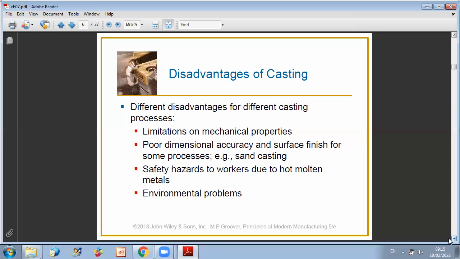Other problems of casting are safety hazards to workers due to hot molten metal. So we should be aware when dealing with the casting process because we reach very high temperatures for the molten metal. And also we have some environmental problems related to the casting process.